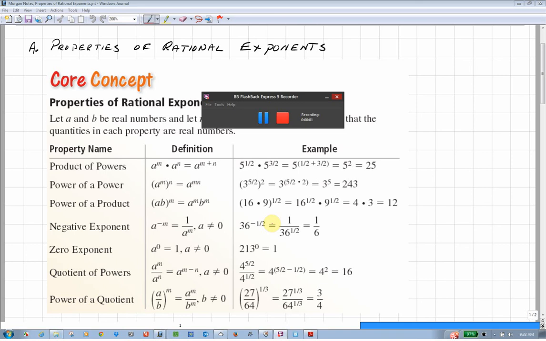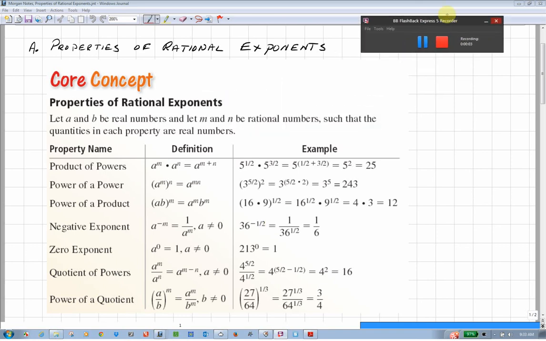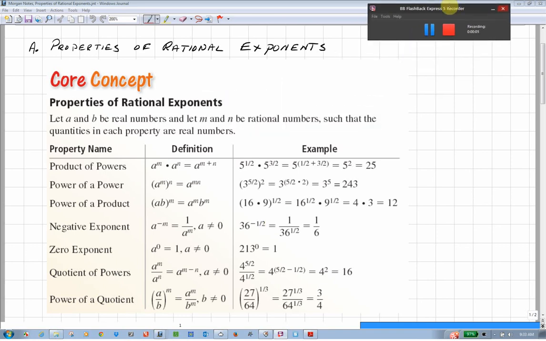Okay, today's lecture is going to be the properties of rational exponents. And we are familiar with all the properties of exponents. The only difference in this one is they're going to be fractions. A ratio, right, is going to be a fraction. So I'm just going to quickly run over a couple of these as an example, and then you can look at them in your book.